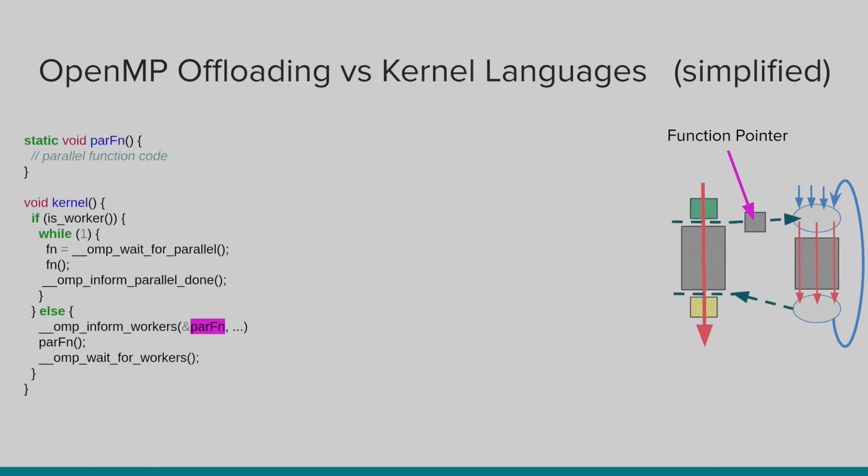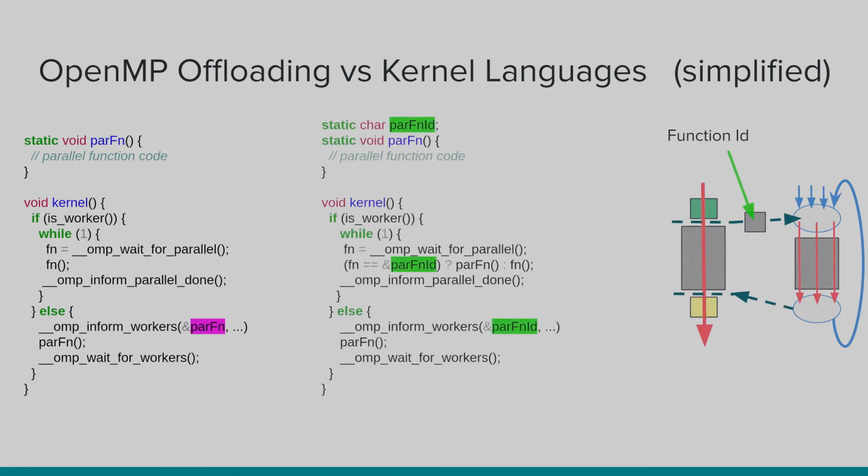Yes. So this on the left is how the code really looks, simplified, on the GPU. So the kernel is executed, and then the threads are split into workers and the main thread. The workers wait in the state machine, this while-true loop. They wait for a new parallel region to arrive, they execute it, and they signal that they're done. The main thread is going to tell the workers, here's the function pointer of the parallel region, and then everyone executes it. And then the main thread waits for the workers. So this is what we discussed before already.